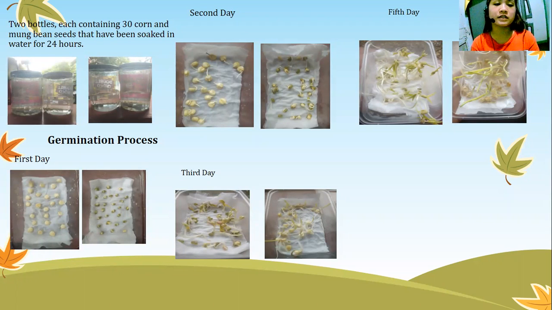The first step that I did is I prepared the bottles, with each bottle containing 30 pieces of corn and beans that had been soaked in water for 24 hours. This is a picture of the germination process. This is the first day, the second day, the third day, and the fifth day. I skipped the fourth day because unfortunately I didn't take a picture on the fourth day of the germination process.